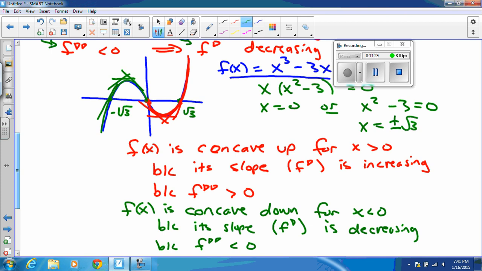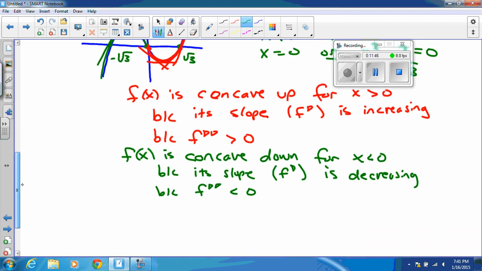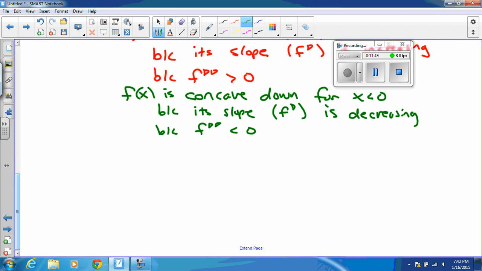In other words, a negative second derivative forces the slopes to decrease, which then bends the curve downwards. In other words, f double prime is the quantity that bends the curve either upwards or downwards. Positive second derivative is going to force the curve to be concave up, and a negative second derivative is going to force the curve to be concave down. Let's summarize all that information right here.